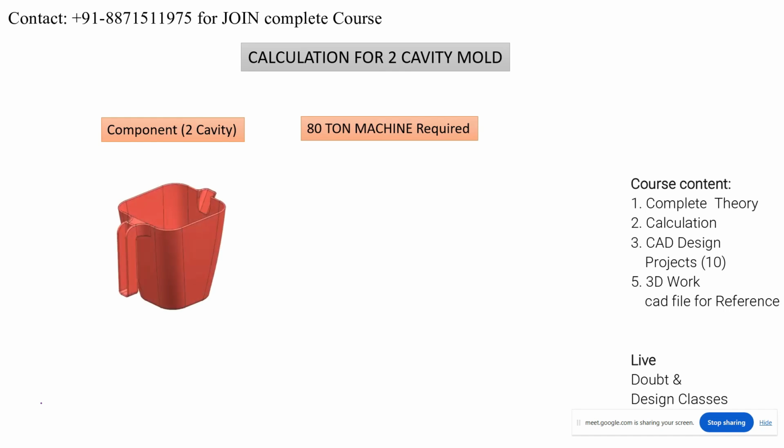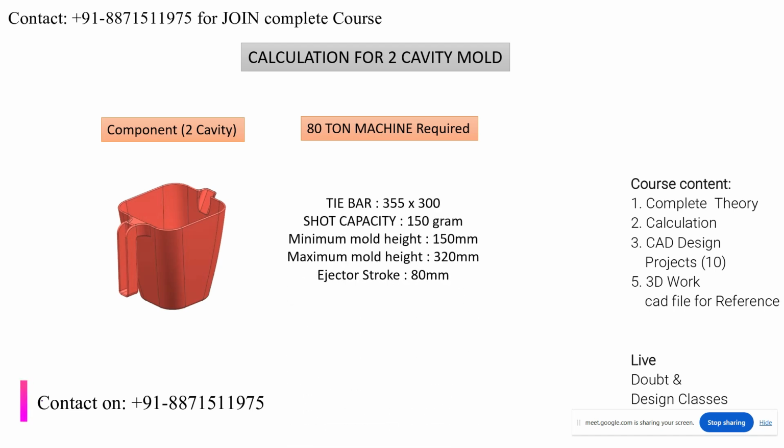Here I am showing you data for the 80-ton machine. For example, I have a component like this, depending upon the component and depending on manufacturing feasibility. So here you can see that we get the data of the 80-ton machine from the catalog. This is the tie bar distance, which is 355 by 300.